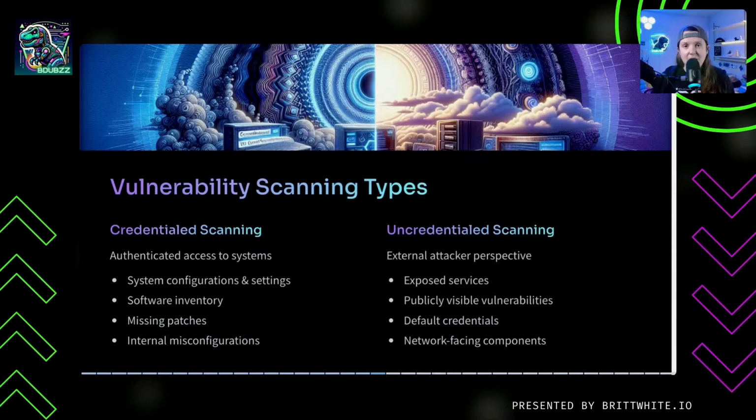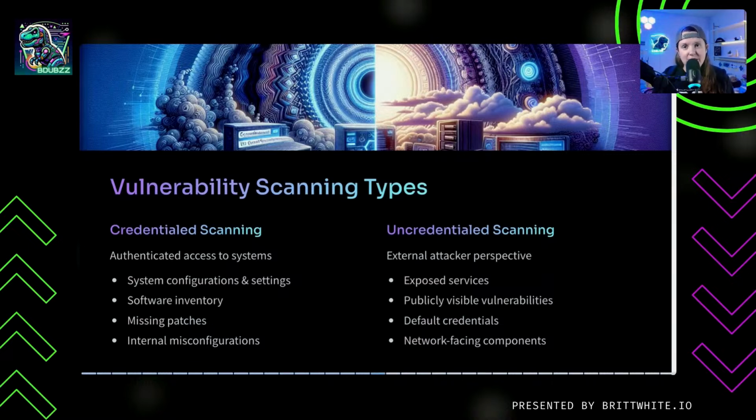The next type is uncredentialed scanning. This is where we put ourselves in the shoes of an external attacker. We're seeing exactly what a potential threat actor would see from the outside. We're looking for a few different things here than before. We want to identify any exposed services, like walking around a building and noting every door and window visible from the street. Next, we look for publicly visible vulnerabilities. These are the weak spots that an attacker could potentially exploit.